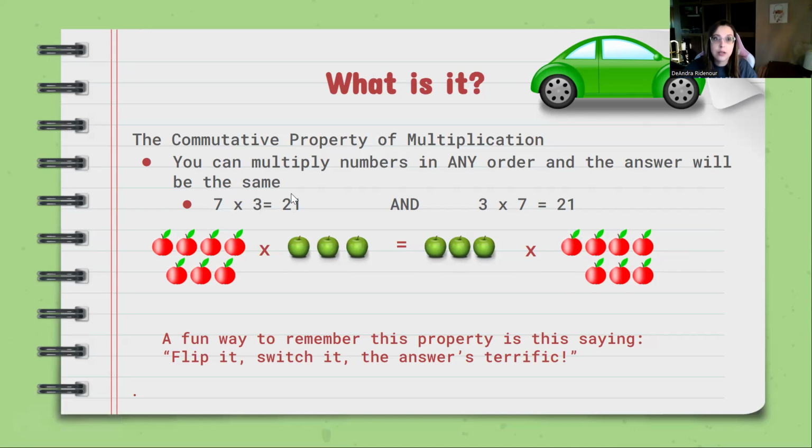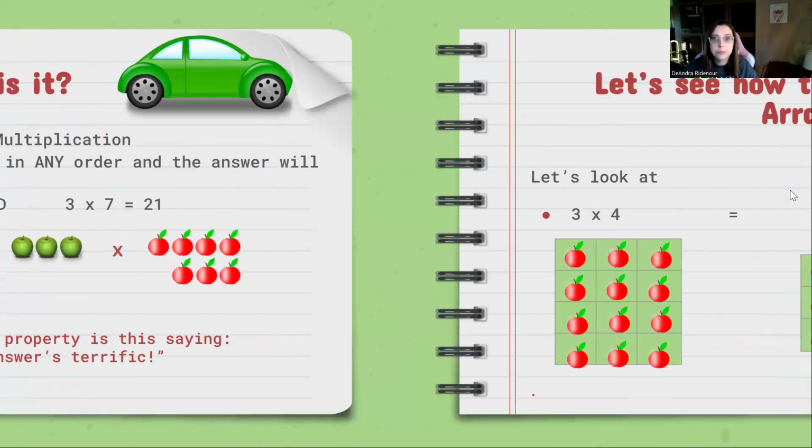Now you can see they're the same. 7 times 3 equals 21. And then we're going to commute. We're going to flip it, switch it, make it terrific. 3 times 7 is 21. See, you can put them in any order and they're going to mean the same thing.